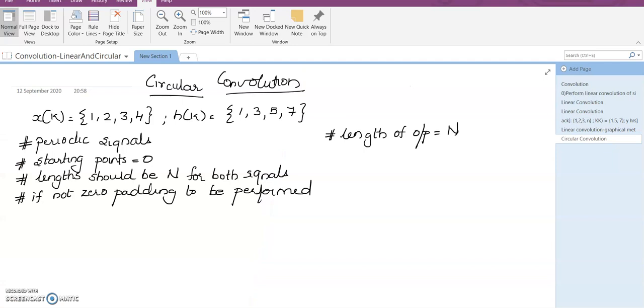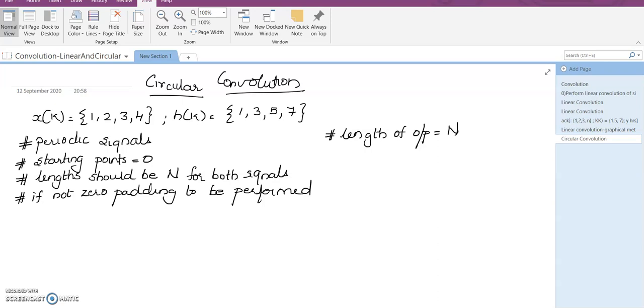In this video, we are going to speak about circular convolution, or in other words, periodic convolution. If you are asked to perform periodic convolution between two signals, most probably we can infer it as circular convolution. Now, consider these two signals, x of k, that is 1, 2, 3, 4, and h of k, that is 1, 3, 5, 7, as shown in the question.